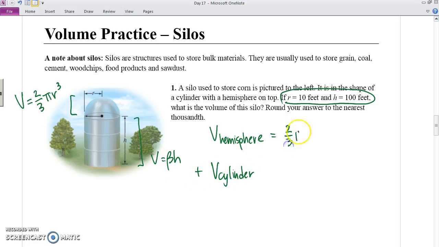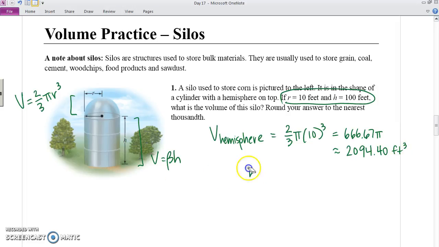So 2/3 pi 10 cubed equals 666.67 pi feet cubed, or 2094.40 feet cubed. Right? Let me move this down. Plus the volume of the cylinder, and its base is a circle, and it's not a cone, so we're just going to do base times height. So pi r squared, so 10 squared times its height, 100.